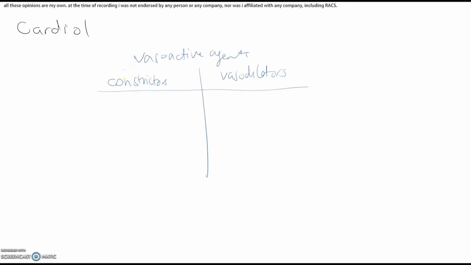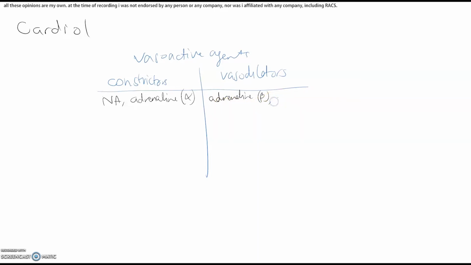Before we move on to some questions, let's discuss vasoactive agents, including constrictors and vasodilators. We'll start off easy with some of the stuff that we've already discussed. So we know that noradrenaline, so Na, is a vasoconstrictor. So is adrenaline. Now adrenaline is kind of funny because it acts on alpha to cause our vasoconstriction, but it also acts on beta to cause some vasodilation. So it does a little bit of both.